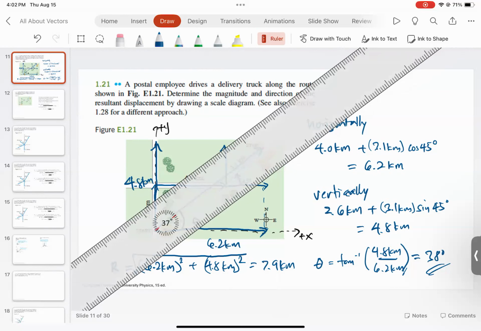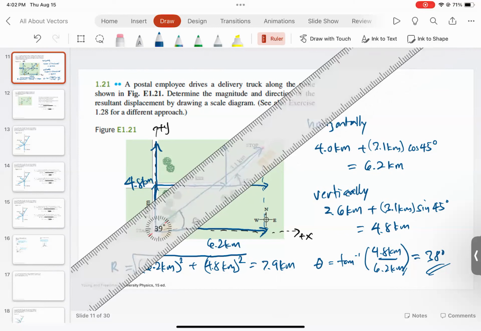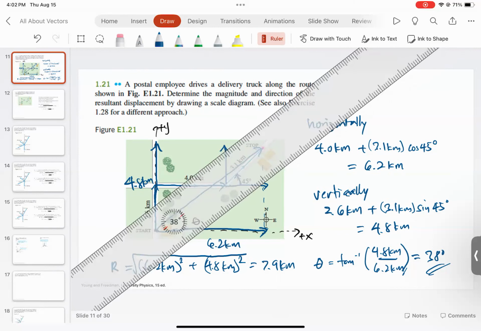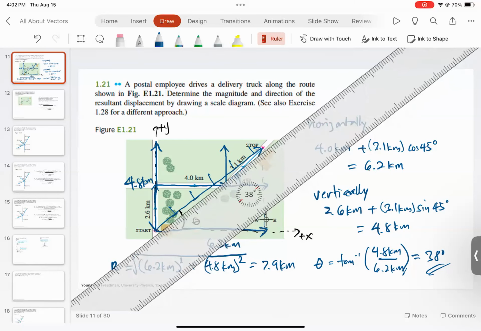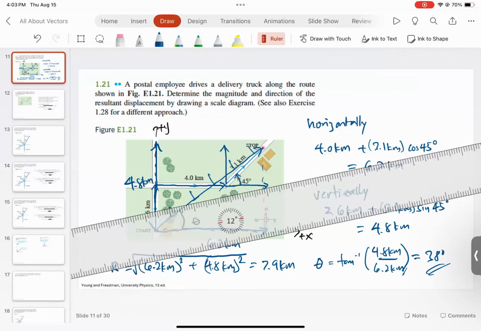So 38. Okay, and then I can move this here. So halimbawa yan. So hanggang doon. So kung bibilang tayo, here's 1, 2, 1, 2, 2, 3, 4, 5, 5.8 units. Okay, so that's 5.8 units. Okay, and then i-rotate ko to ng 0.